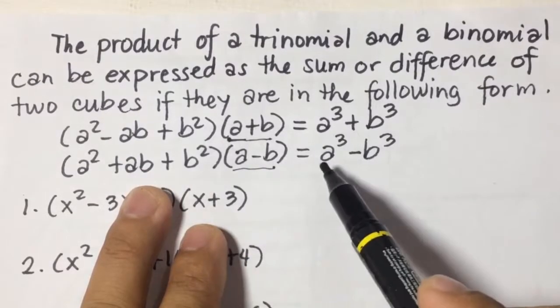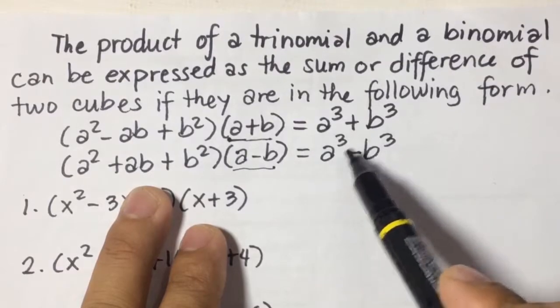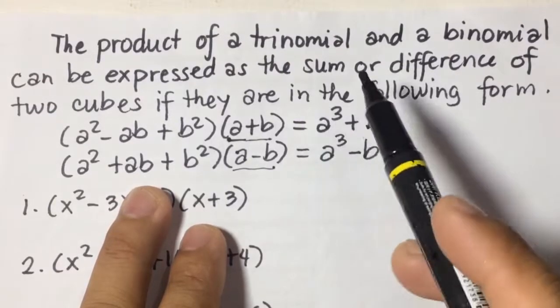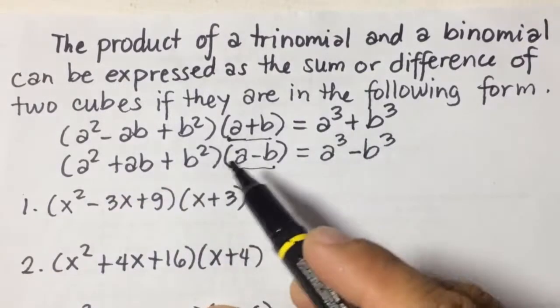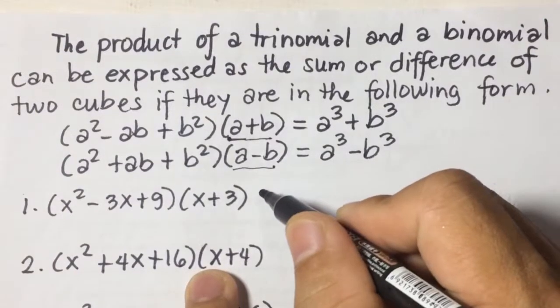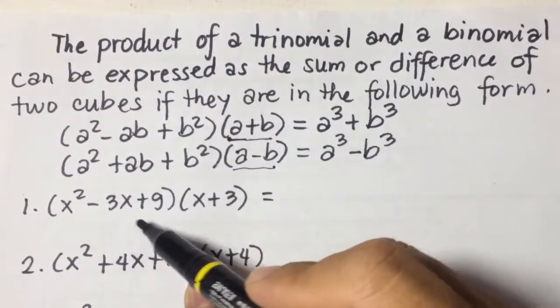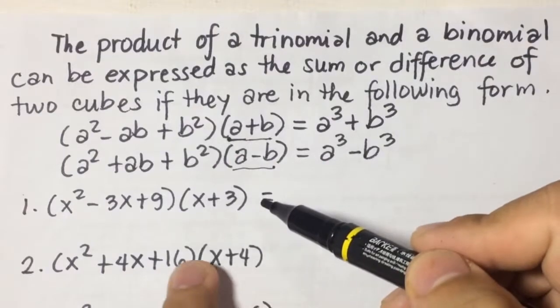And if we're going to have that format, the answer again is a cubed minus b cubed, the difference of two cubes. So if we're going to have an example here, number 1, the quantity x squared minus 3x plus 9 times the quantity x plus 3.